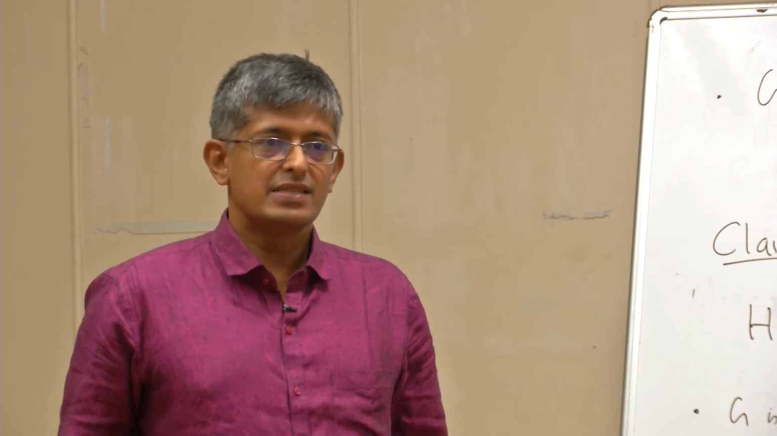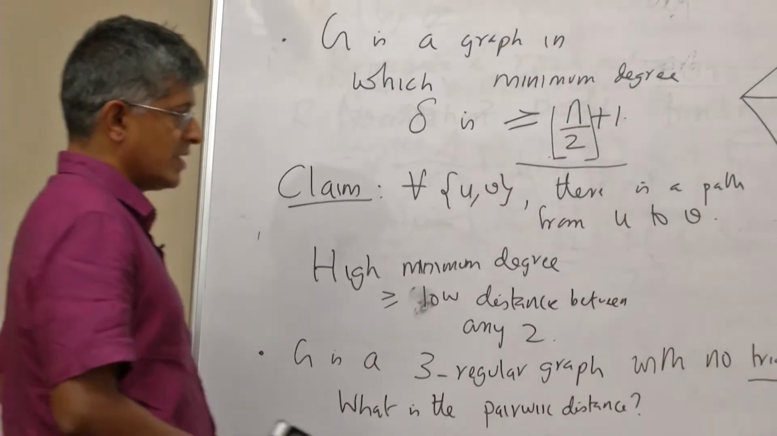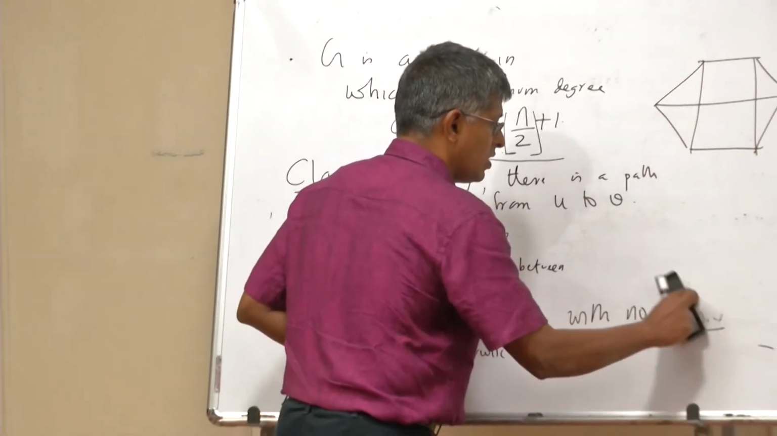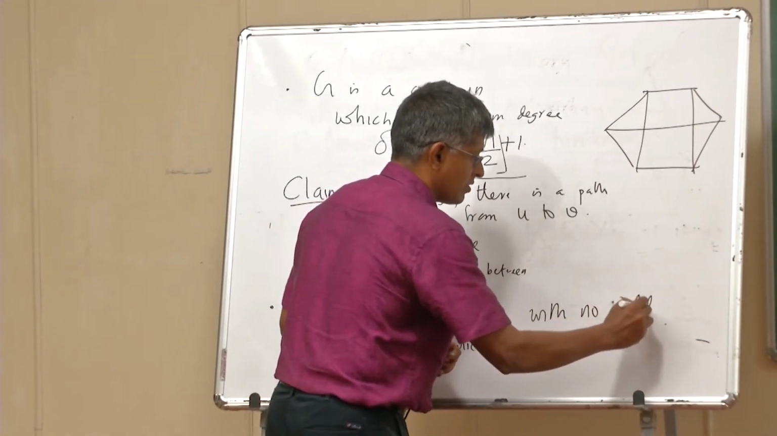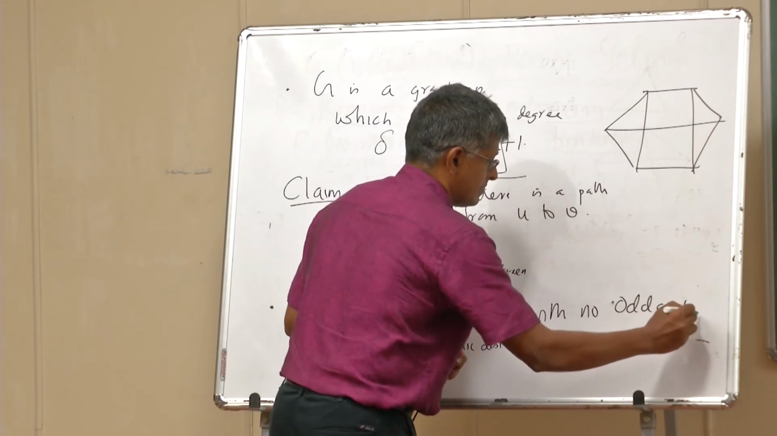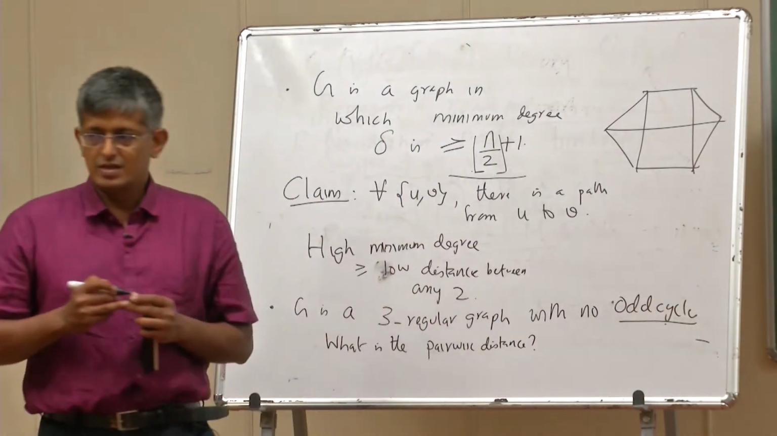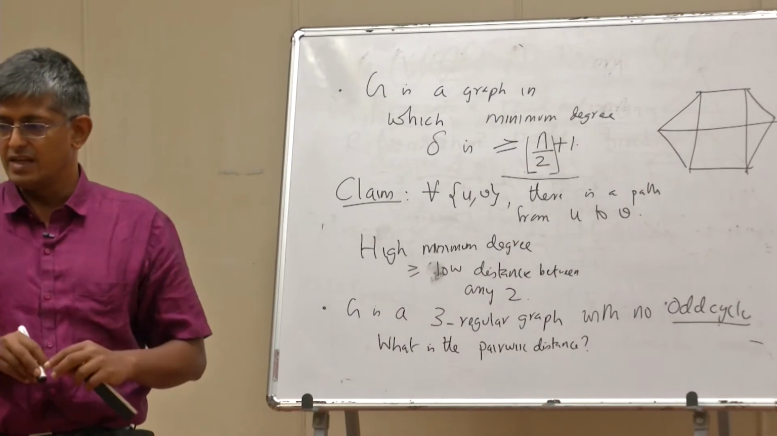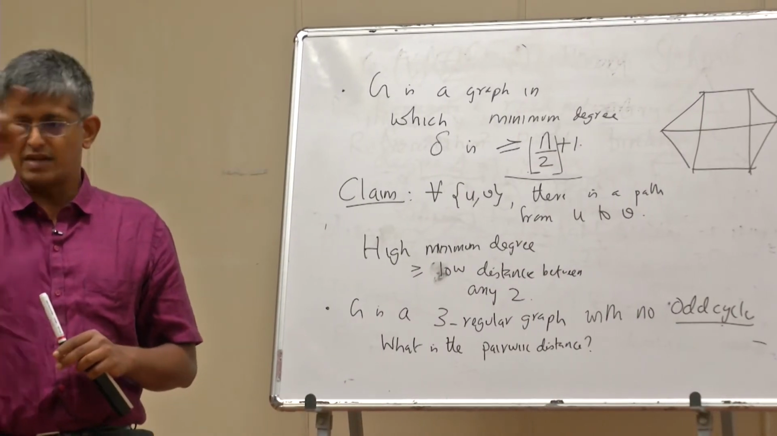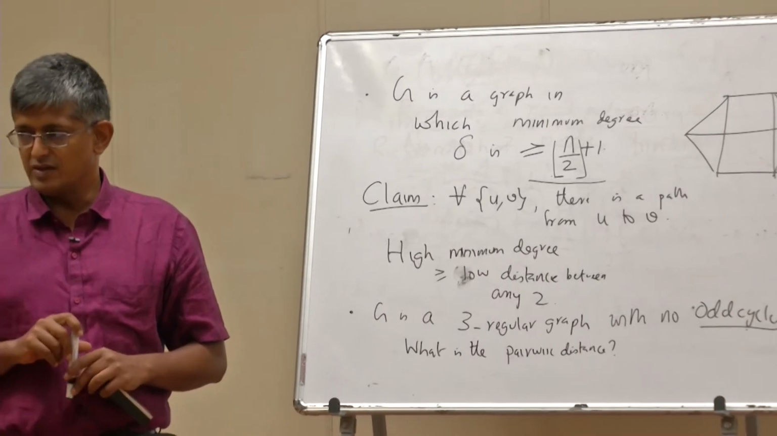No triangles. Okay, so let me make this even simpler for the sake of the argument: let me say no odd cycles at all. No odd cycles means that there is no cycle of length 3, 5, 7. Cycle means a sequence of edges that form a cyclic pattern, which you may know.